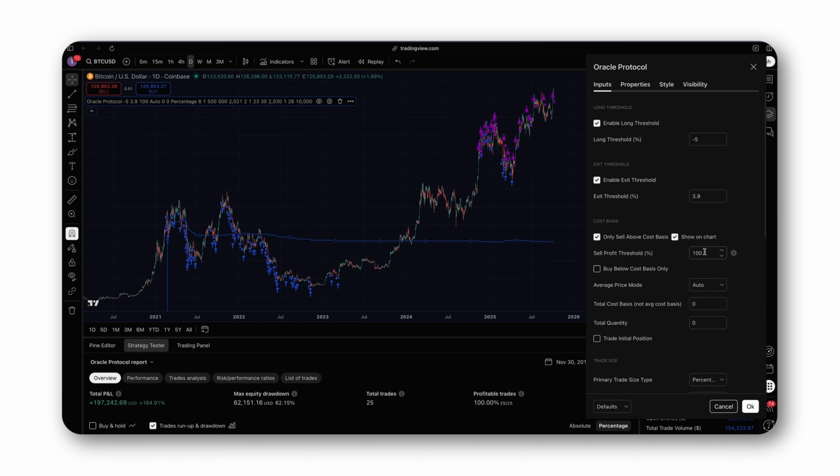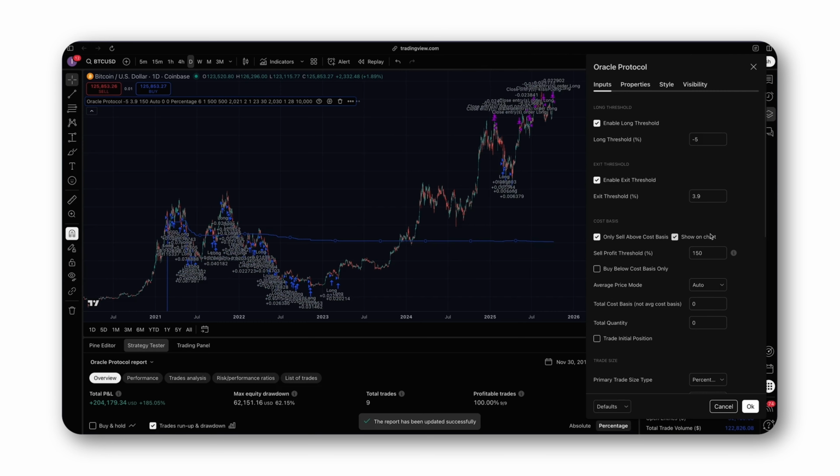I can even take this all the way to 150% in this case, and you'll see we reduce our sell orders here even further, and we're now at 185% total P&L. You can really adjust this with a single number and create an entirely different scenario depending on what your needs and goals are.